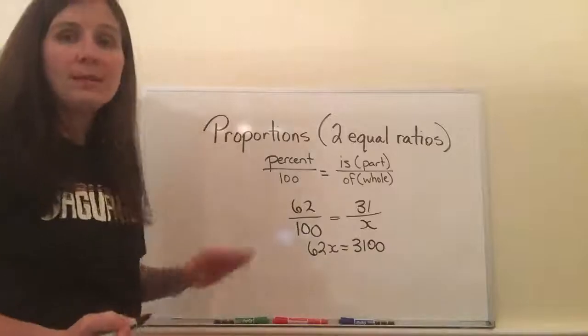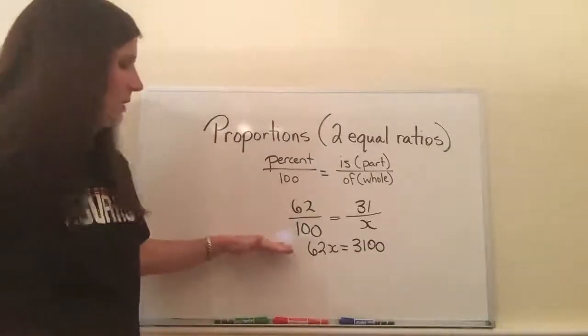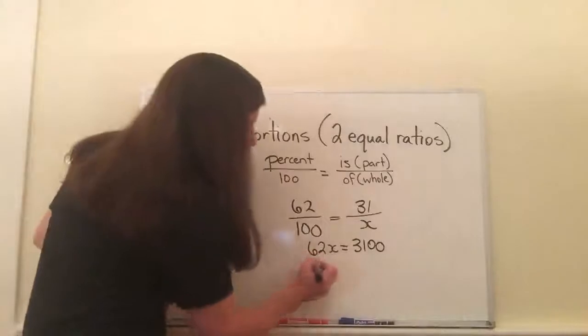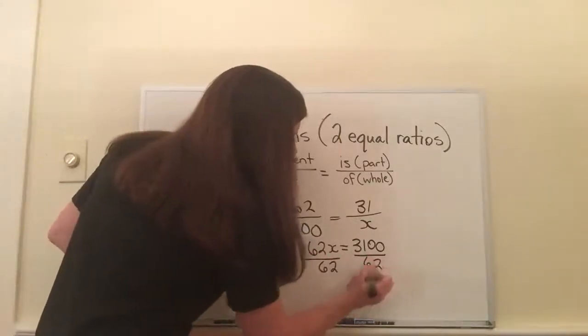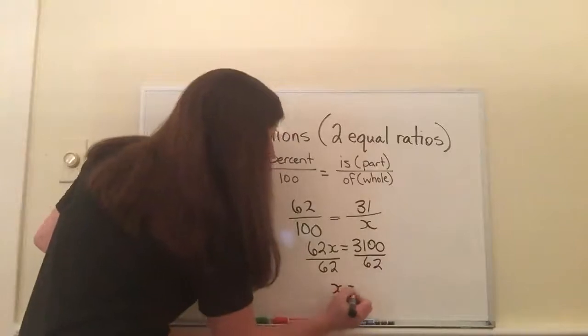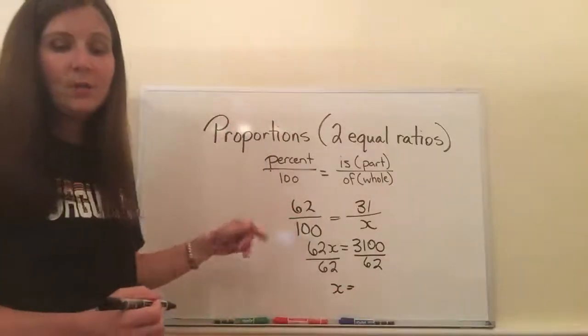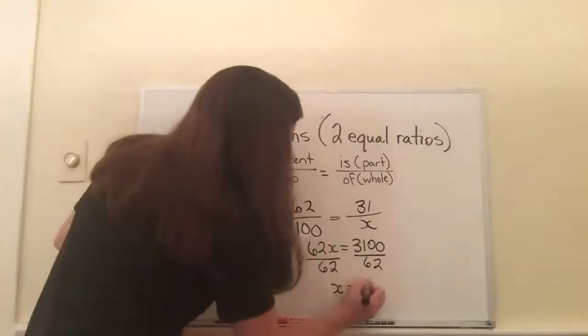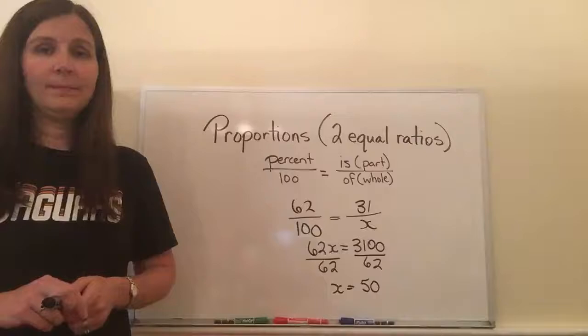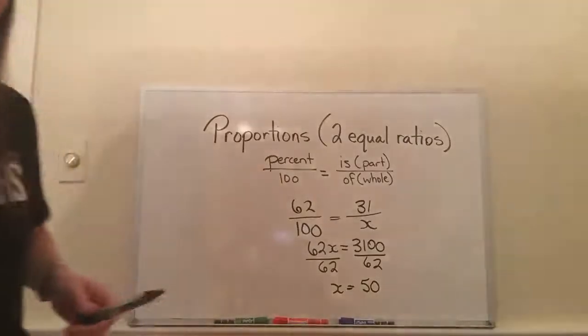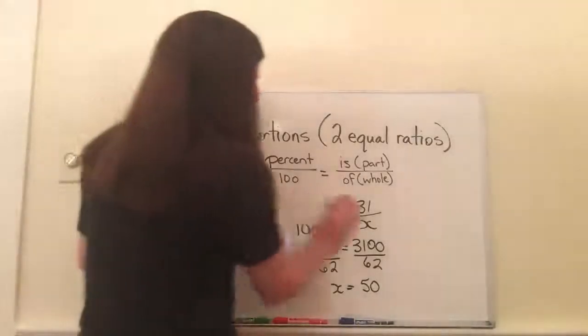In order to solve this equation right here, we need to isolate my variable. So 62x divided by 62 equals x. 3,100 divided by 62 equals 50. Okay, and then our last one using this method.